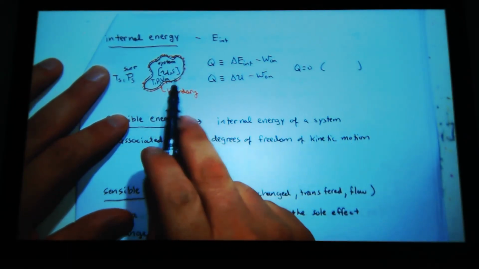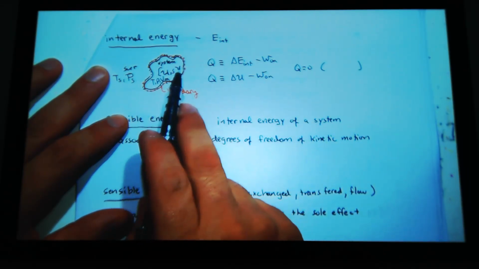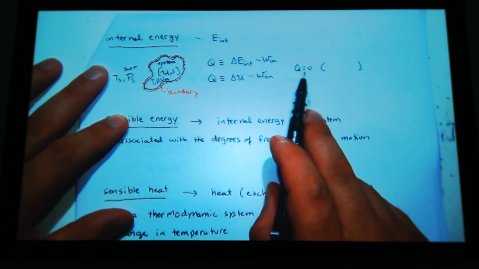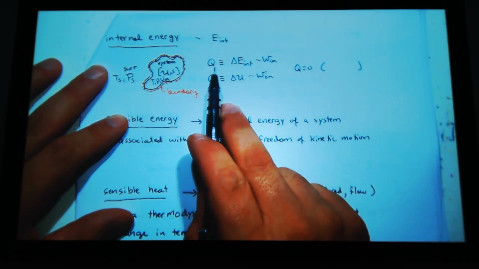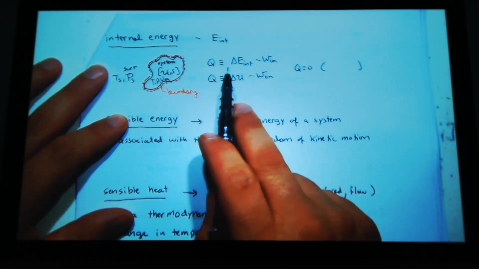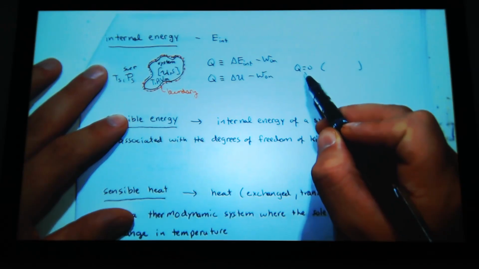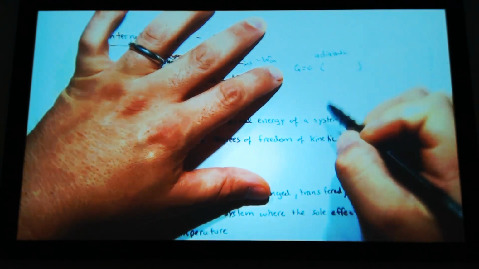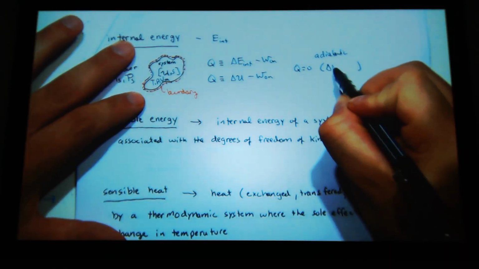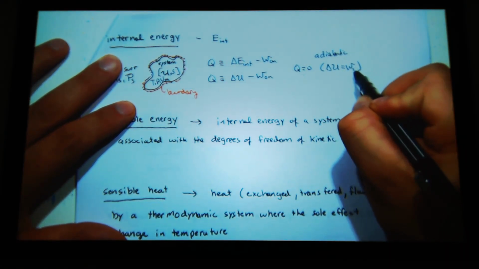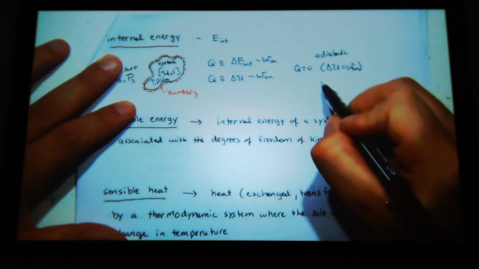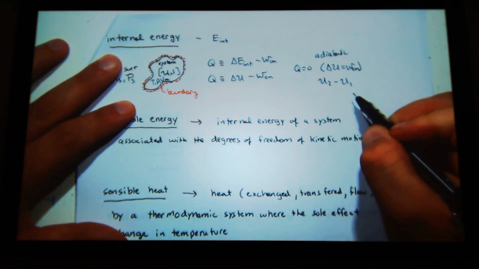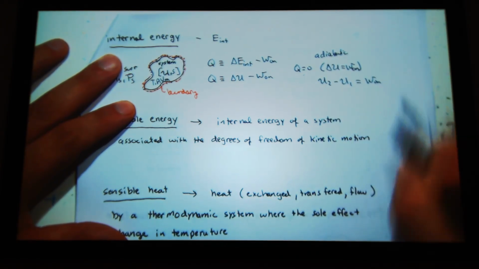And if I have an adiabatic boundary condition, that means that no heat is allowed to transfer between my surroundings and my system. So I could say Q is equal to 0. This represents the heat in, and so there's no heat in. And of course, in this format, I'm already implying that there's no heat out. So this is adiabatic, and the change in internal energy is equal to the work on. Another way to write this is the internal energy at state 2 minus the internal energy at state 1 is going to equal the work on the system.